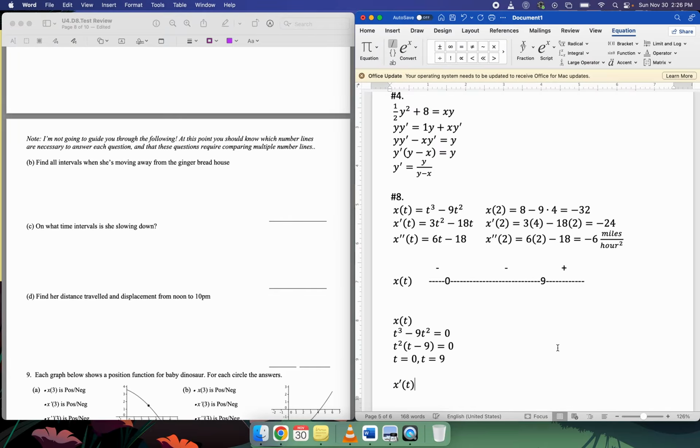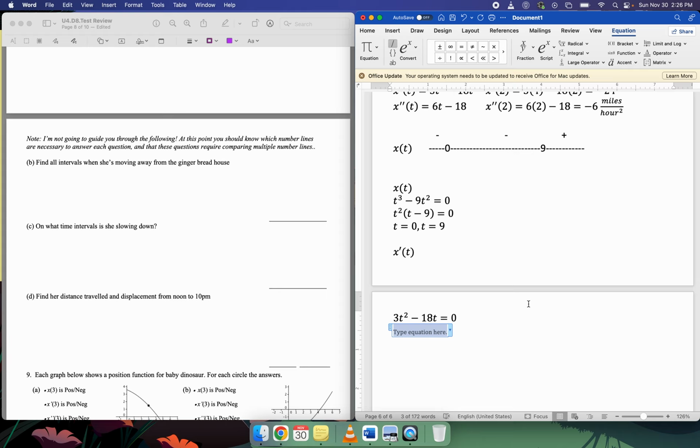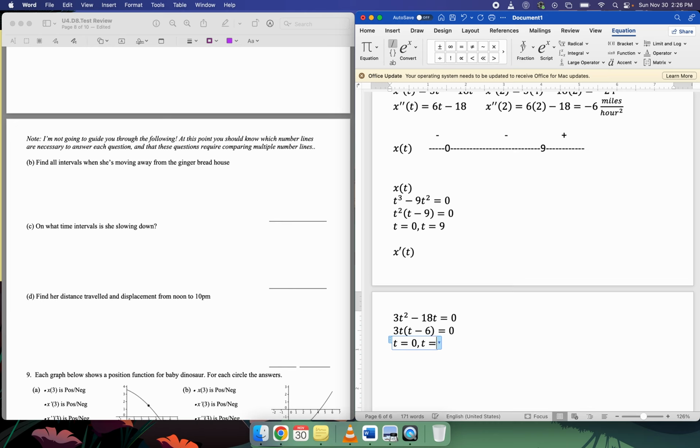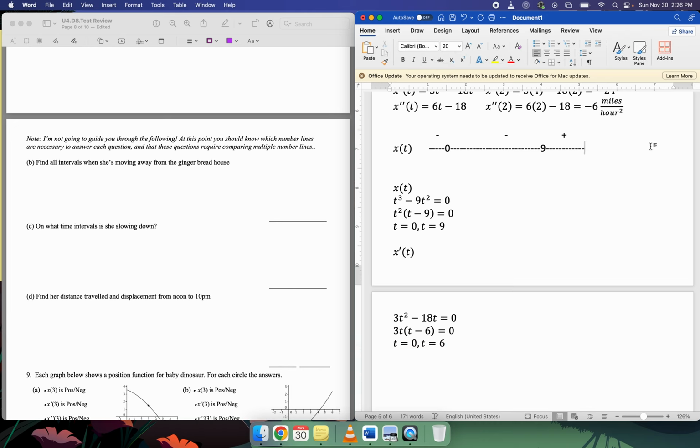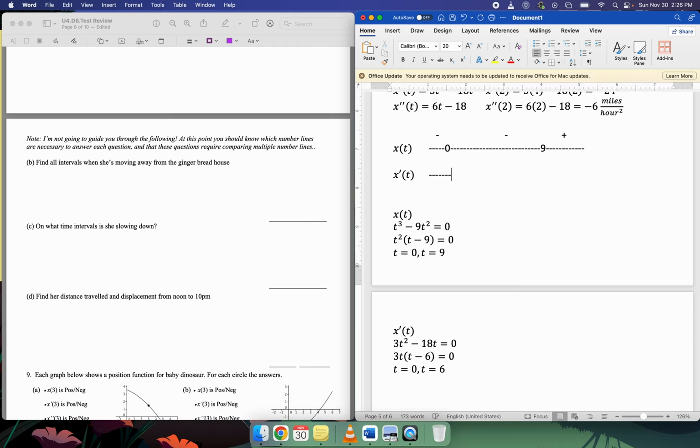Okay, for the velocity function, I need to set 3t squared minus 18t equal to 0. Pull out the common factor of t, or you could also say 3t, whatever, t minus 6 equals 0. So I get two solutions, 0 and 6. And I'm going to put my number lines close to each other. I like to be able to see them all at once. So here's my sign analysis for velocity. We've got 0 and we've got 6.